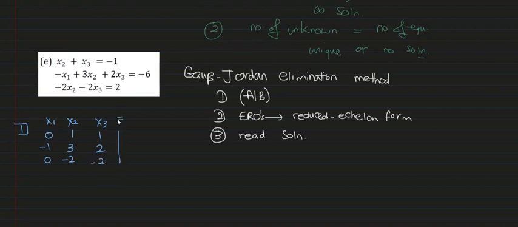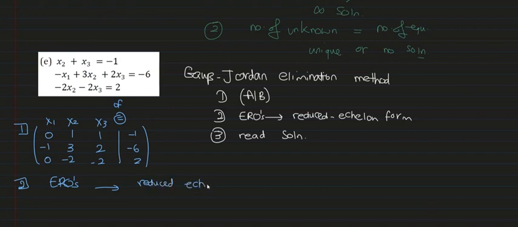We don't forget the vertical bar. It's read as 'off', and it means equal. Equal to what? Equal to the right side, which is -1, -6, and 2. Okay, that is the system. In step number 2, we need to apply the elementary row operations in order to reach the reduced echelon form. Okay, let's work it out.